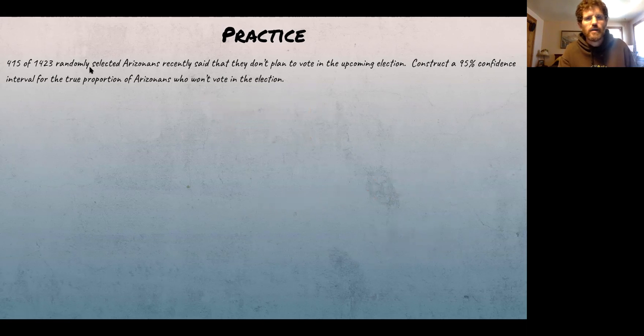Okay, we are now going to construct a confidence interval for the true proportion of Arizonans who won't vote in the election, according to this made up poll right here.